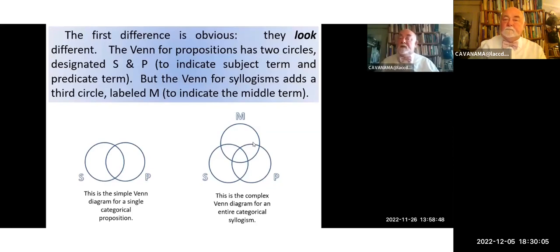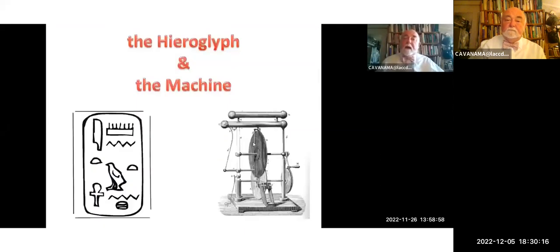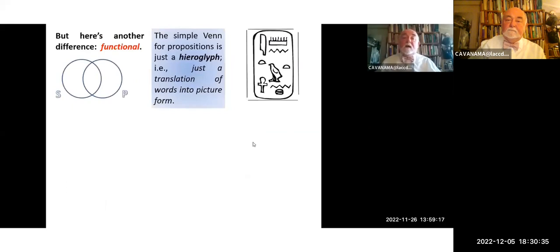Okay, so they look different. The Venn for propositions has 2 circles, and the one for syllogisms has 3 circles. But they both use circles, and they both have SP. I would say the difference between these 2 kinds of Venn diagrams, the simple one with the 2 circles versus the complex one with the 3, is that the first one is just a hieroglyph. But the second one is more, it's a machine.